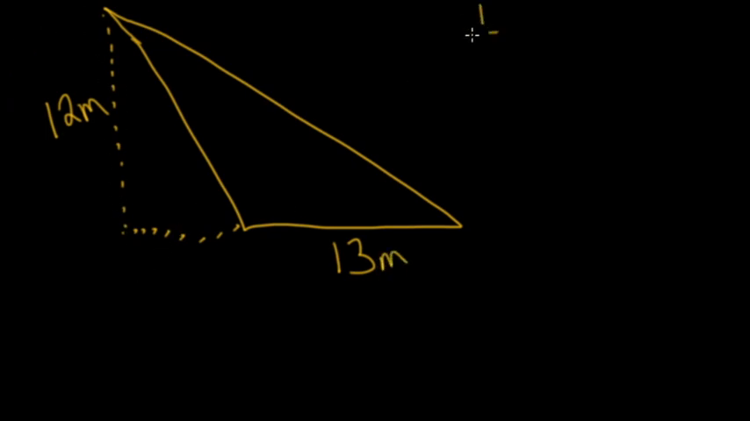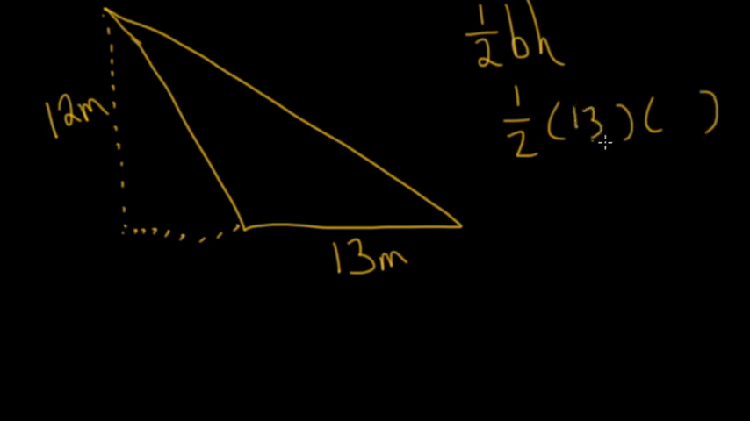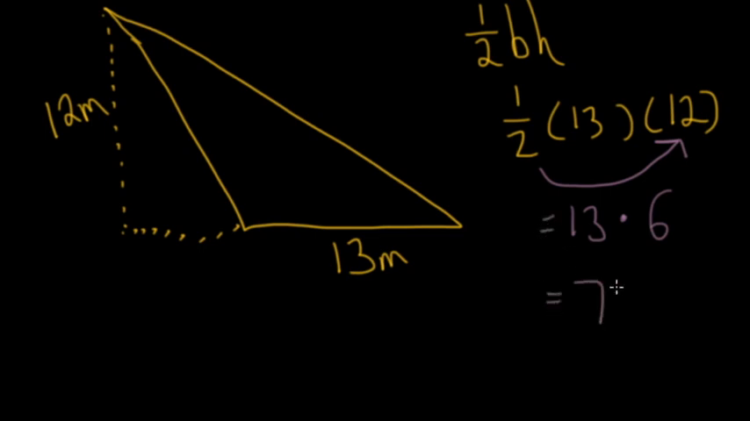So again, we have half base times height. So you'd get a half times the base. And for this one, the base is going to be 13. And your height is going to be 12. Let's use that little trick I just talked about. I'm going to go half of 12. So I'm going to get 13 times 6. That's much easier to do. And that is going to give you 78 meters squared. There's some triangle action for you.